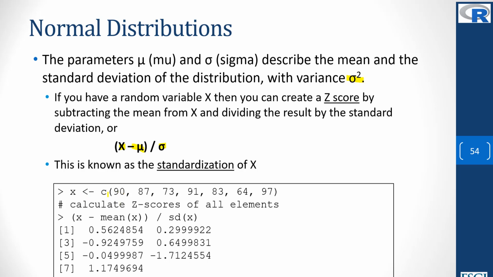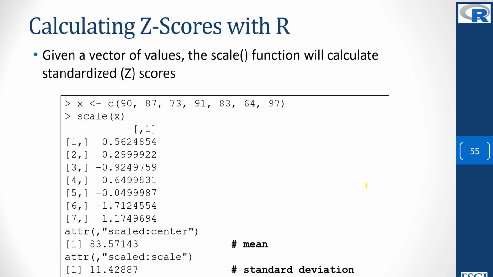Here's an example where we have a vector x with 7 values, and we're going to calculate the z-scores for all of the elements in the vector. So we do the vector math here where we have x minus the mean function of x, so x minus the mean for each element of x, divided by the standard deviation of x. That's this formula here in a format that R can execute, and you see we get the z-scores for all of those elements. We also have a scale function which will do the same thing for us.